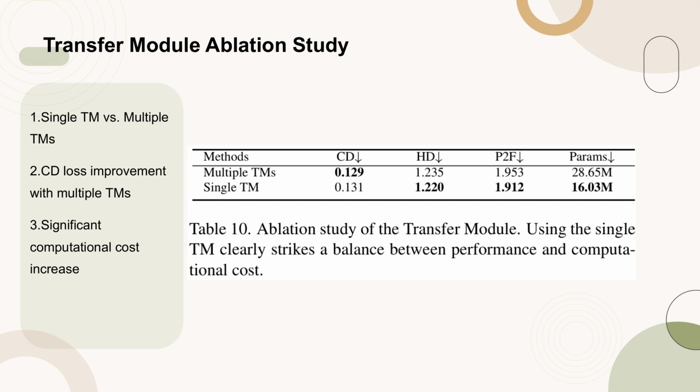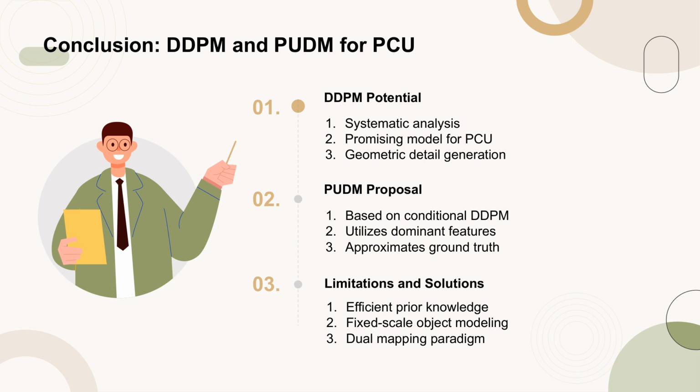In this paper, the authors systematically analyze and identify the potential of DDPM as a promising model for PCU. They propose PUDM, which is based on conditional DDPM, enabling the direct utilization of dominant features to generate geometric details approximating the ground truth. The authors also address the limitations of applying DDPM to PCU, such as the absence of efficient prior knowledge for the conditional network and fixed-scale object modeling, and propose corresponding solutions including a dual mapping paradigm and rate modeling. Additionally, they provide a straightforward explanation regarding the robustness to noise for PUDM observed in experiments.